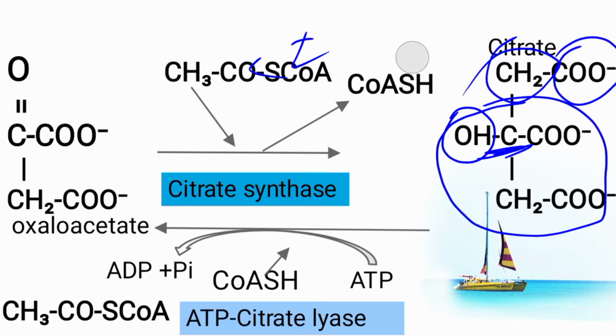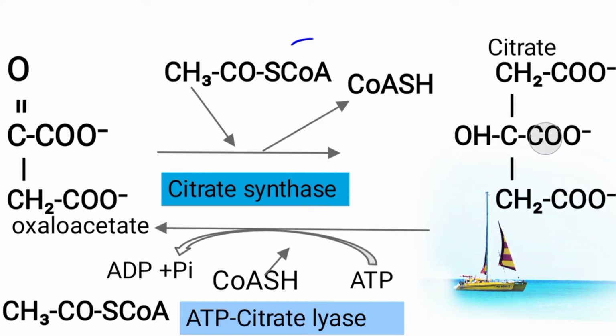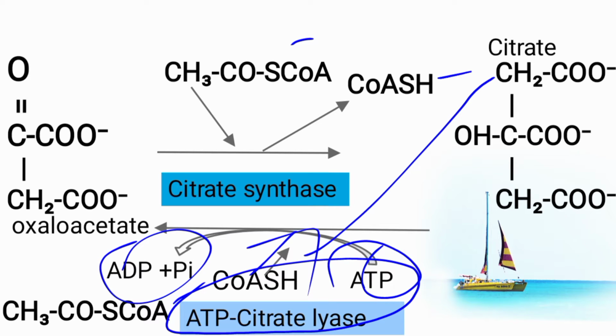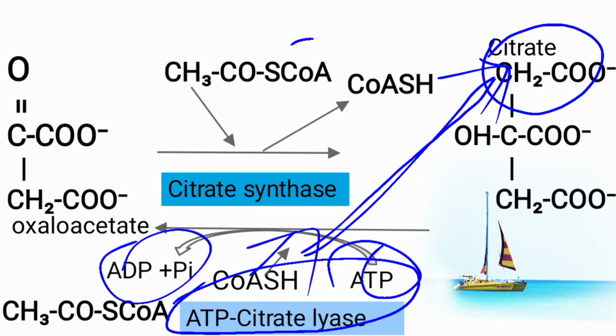So now this step is actually an irreversible step. But there's an enzyme that circumvents this step. The enzyme is called ATP citrate lyase. It utilizes ATP, so it adds coenzyme A. The coenzyme A will be given to this structure here, and you will get acetyl CoA.